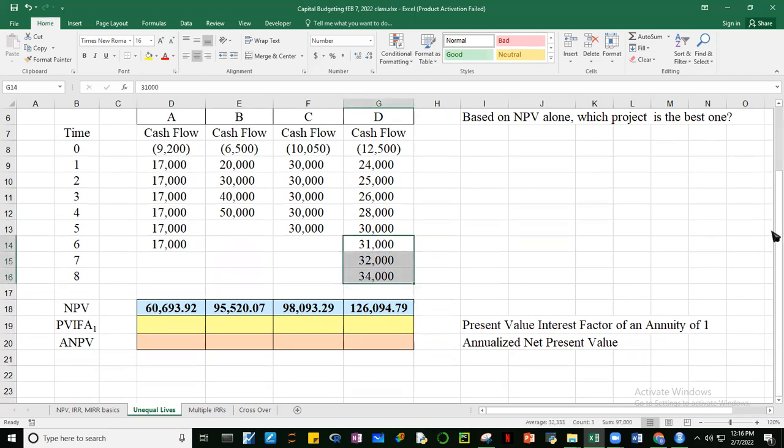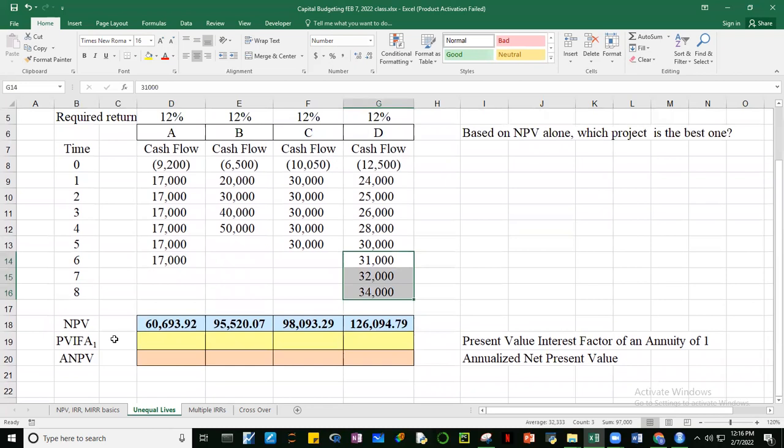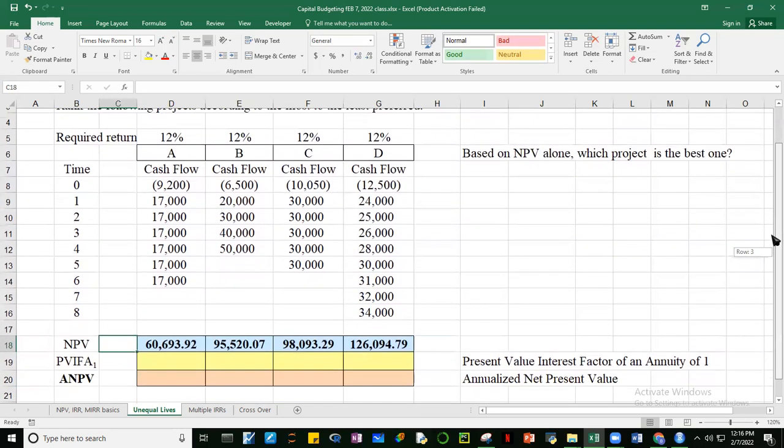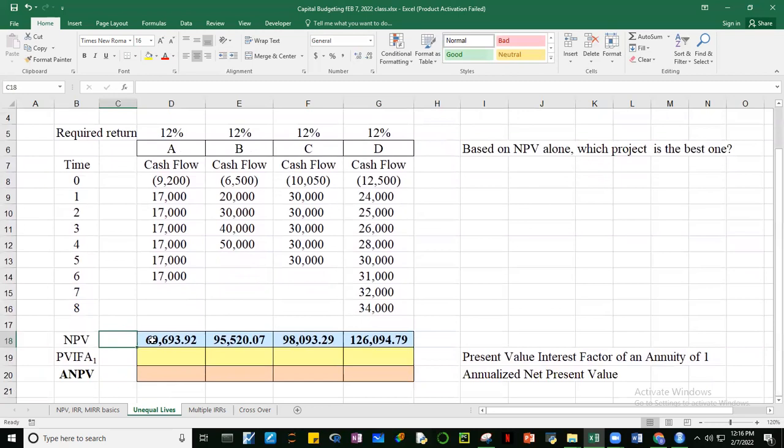Okay, so how do we compute for that? Now, what we do is we annualize the net present value. Okay, ito na tinatawag natin na annualized net present value. How do we do that? What we do, guys, is to divide your net present value with a factor. And you call it the present value interest factor of an annuity. Okay, so let me explain this.